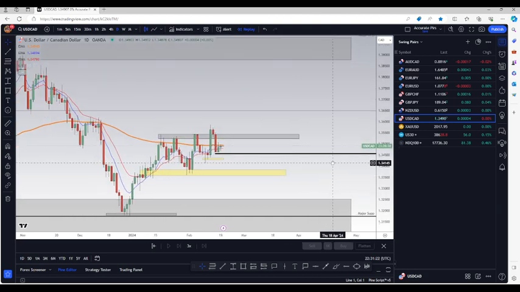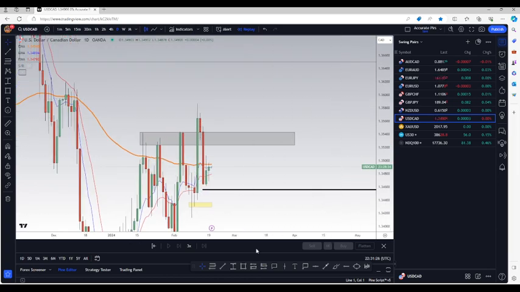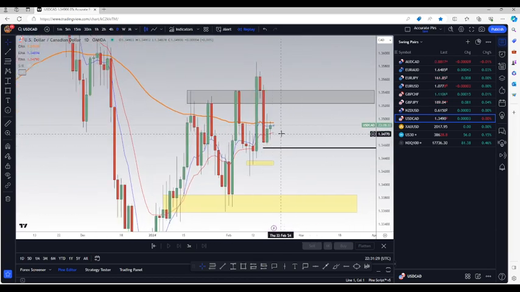And let's look at it on a daily. So cool. Monday candlestick closed pretty much like that.